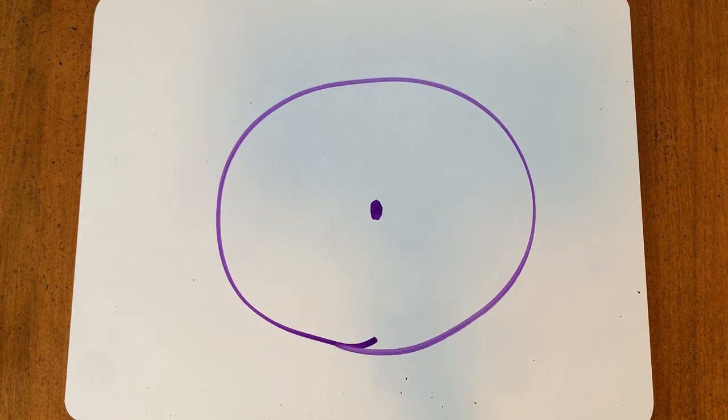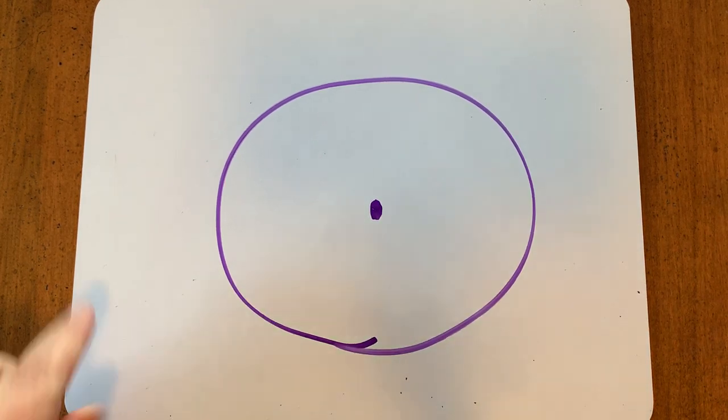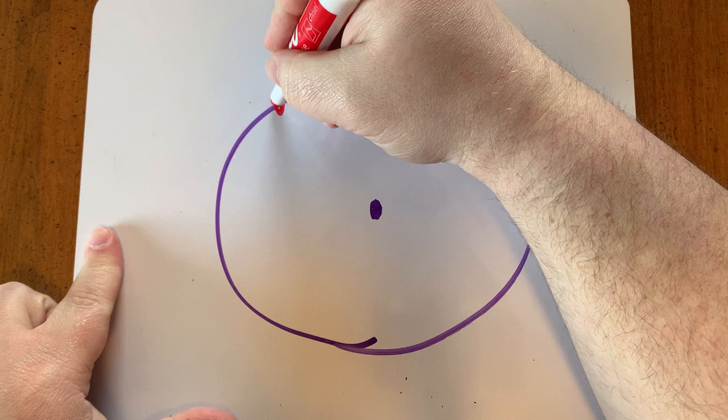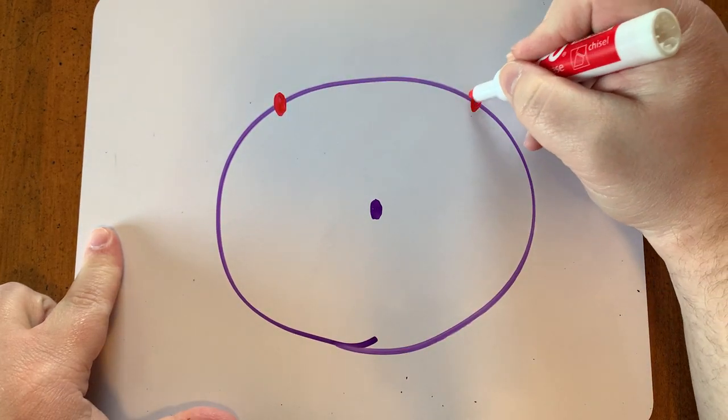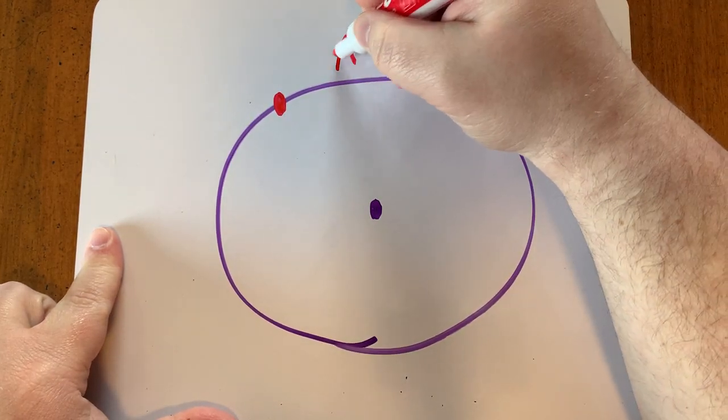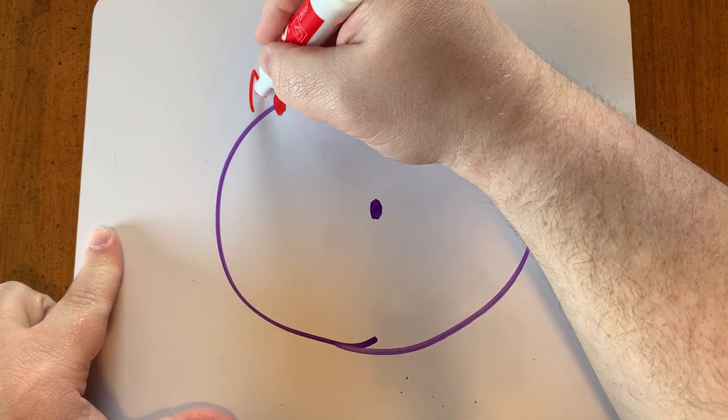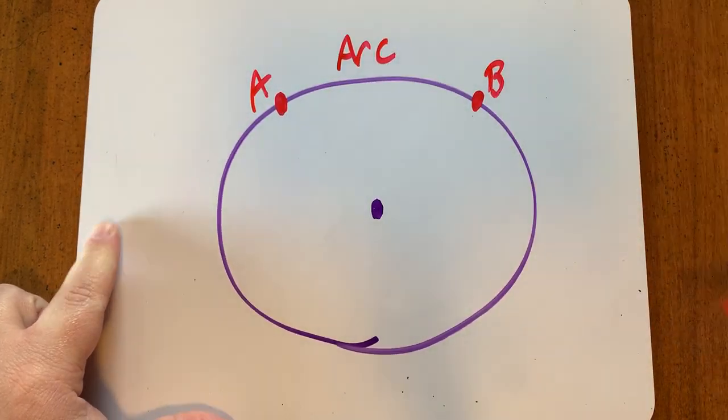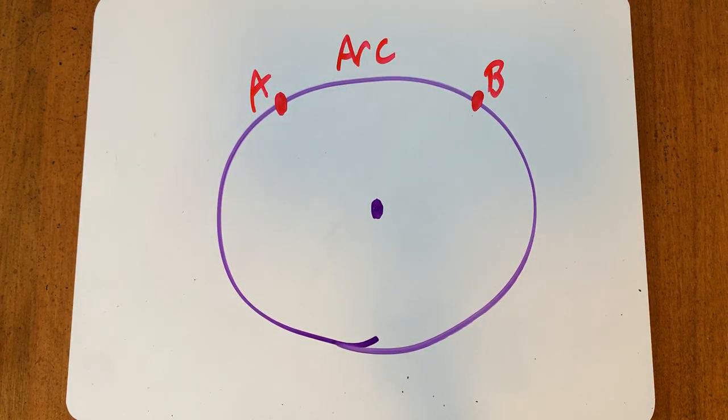But before we talk about chords, I want to talk about some terminology that we will be using. For any 2 points on a circle, it forms 2 arcs. If the arc is less than 180 degrees, then it's a minor arc. If it's greater than 180 degrees, it's a major arc. If it equals 180 degrees, then it is a semicircle.